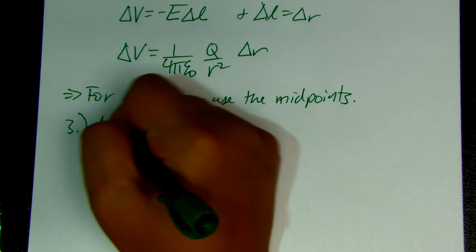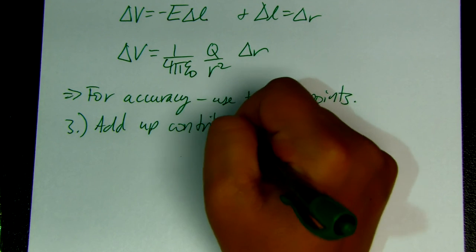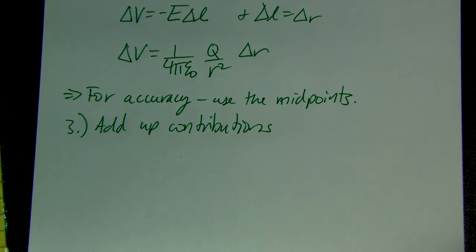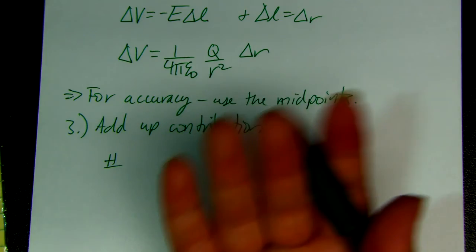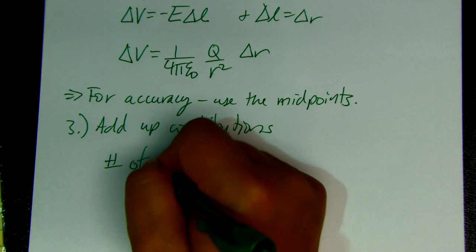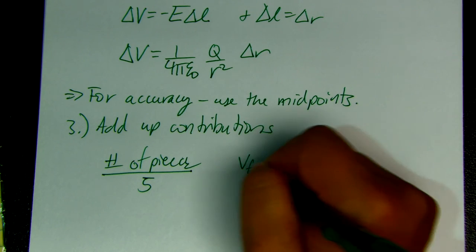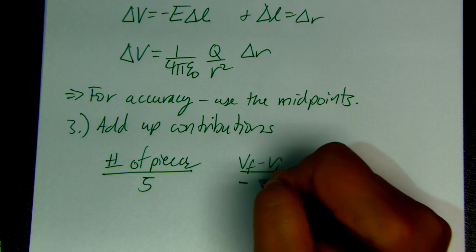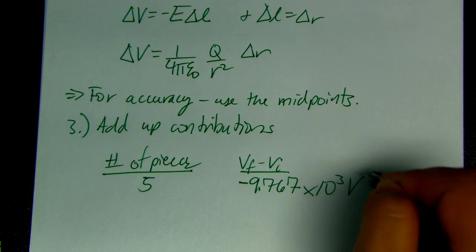And step 3, we're going to add up the contributions. For this, you simply plug in all the little delta R's and multiply this. Now, this is just a conceptual example. I think you know how to plug and chug this pretty well by now, so I'm just going to skip directly to the answer. For 5 pieces, using this break it up approach, you would calculate delta V being equal to minus 9.767 times 10 to the 3 volts.